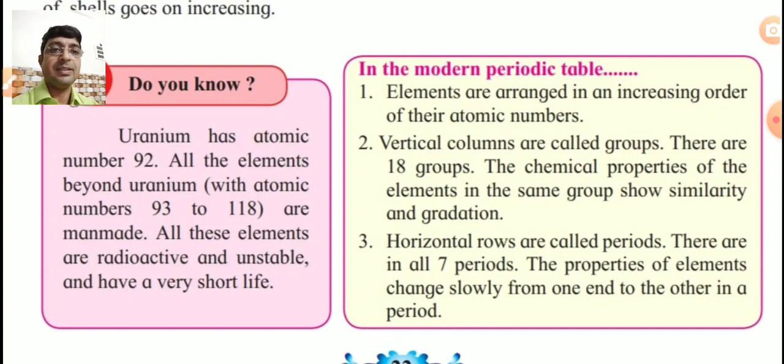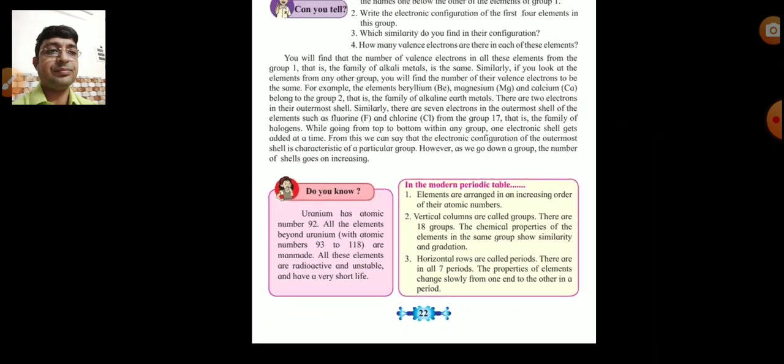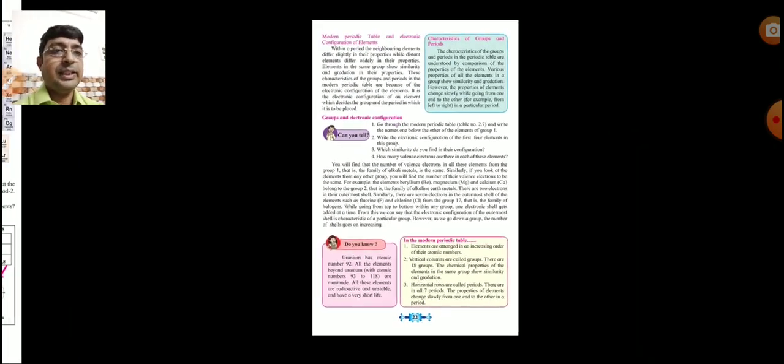92 elements. All the elements beyond uranium, that is with atomic number 93 to 118, are man-made. That's why those elements are called man-made elements or artificial elements. All these elements are radioactive and unstable and have a very short life. See on the next page.